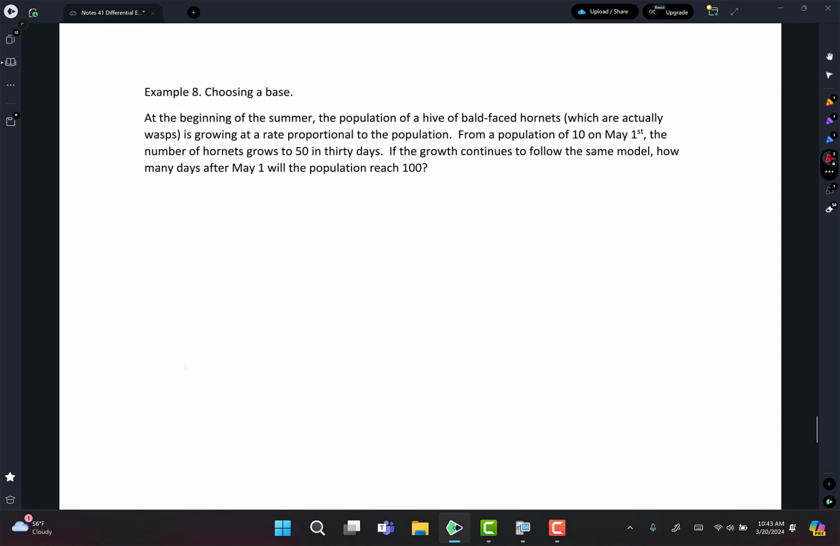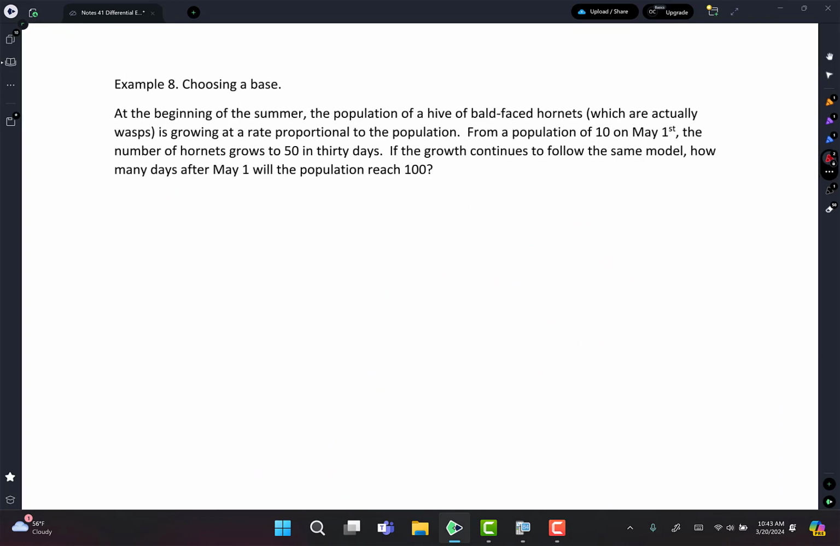Hopefully this next example is going to put it all together. And here's where choosing a base comes in. All right, check it out. Ready? At the beginning of the summer, the population of a hive of bald-faced hornets, which are actually wasps, did you guys know that? I didn't know that. Now I know. The population is growing at a rate proportional to the population. Underline that right there, guys. Growing at a rate proportional to the population. That means this: dy/dt equals ky.